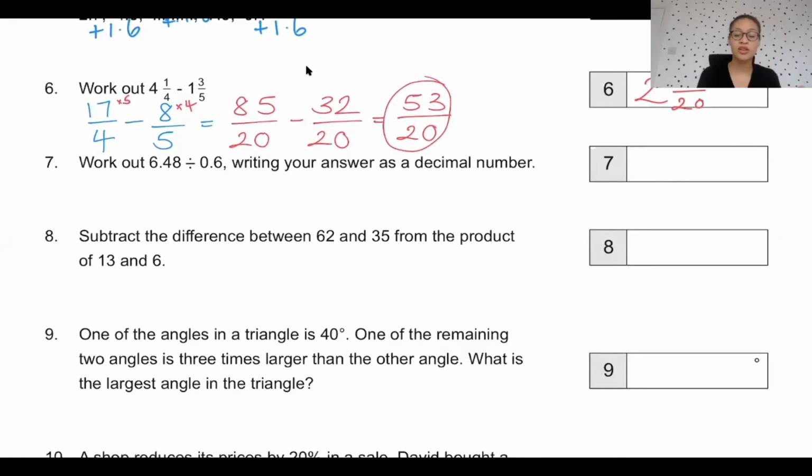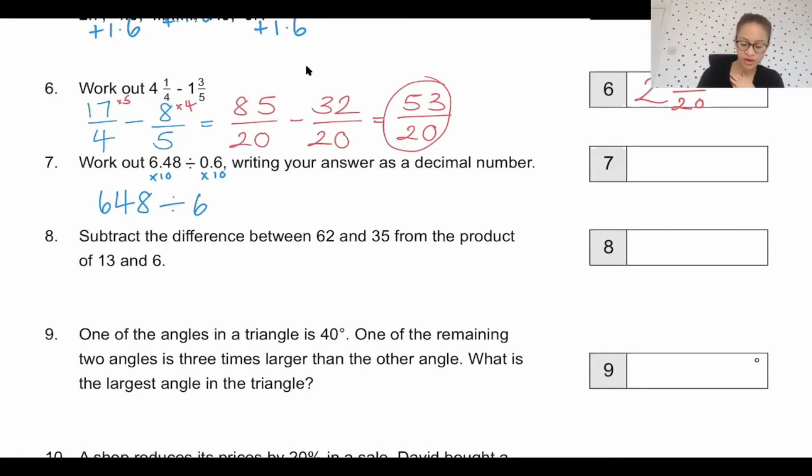It's not too hard to divide by a decimal number once you know how. So the problem that we have here is that there's a decimal number over here. It's fine to have a decimal over here. So to get rid of the decimal point, I am going to times both numbers by 10, which gives me 648 divided by 6. I'm just going to ask you a quick question before we do that calculation.